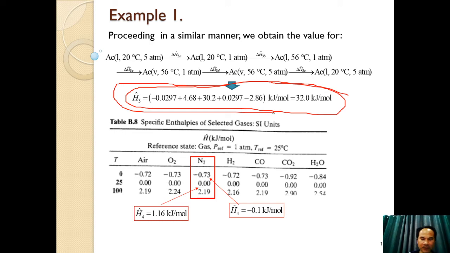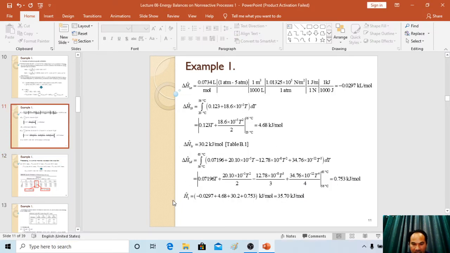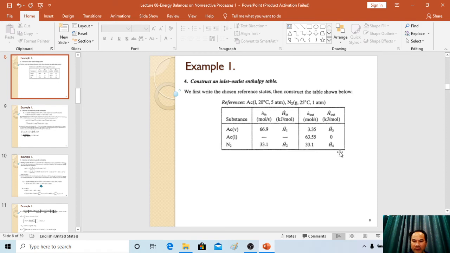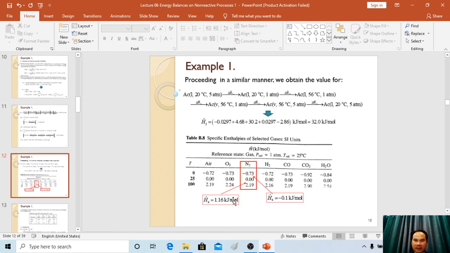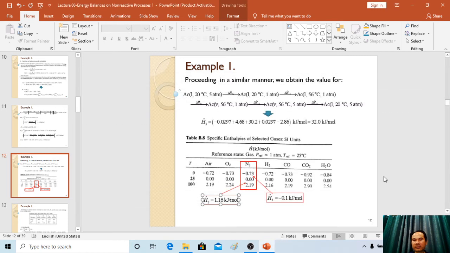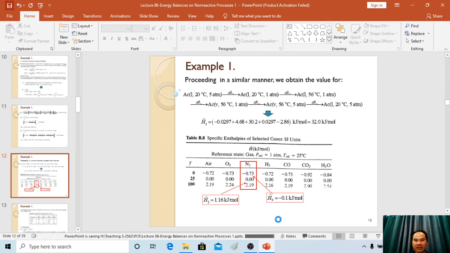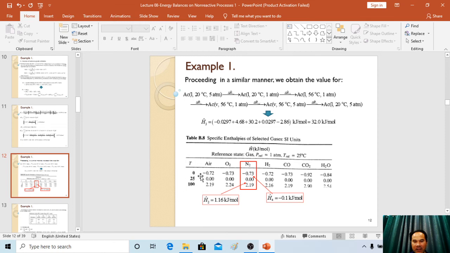And the last two terms, S2 and S4. S2 is nitrogen input at 65 Celsius. This is N2 and N4. N2 is the nitrogen gas at 65 degrees Celsius. For this table, you have only 0, 25, and 100 degrees Celsius. For 65, you have to interpolate between 25 and 100 degrees Celsius. The enthalpy is between 0 and 2.19. After linear interpolation, you get 1.16.